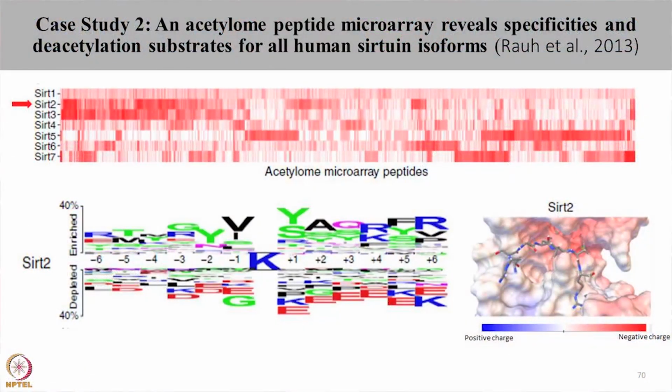Coming to another sirtuin, that is Sirt 2, which is majorly found in the cytosolic region of the cell, you can see that the peptide binding groove for sirtuin 2 is highly negative, and therefore it disfavors the presence of negatively charged amino acids in the sequence preference. Except for sirtuin 4, all other sirtuins have some or the other targets for deacetylation. However, there was no identified substrate for sirtuin 4.